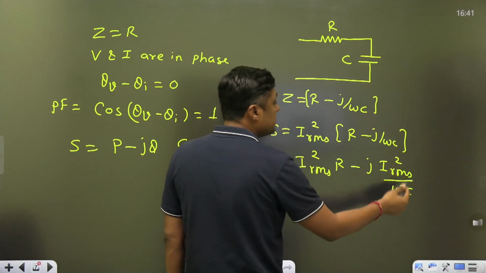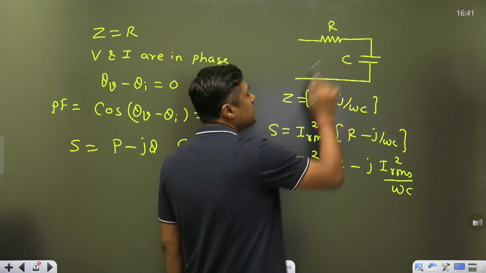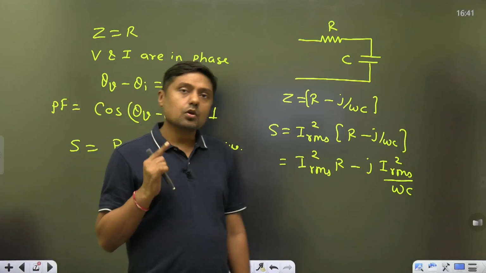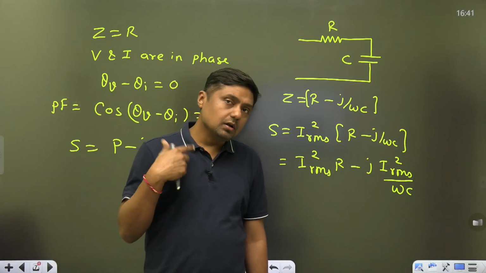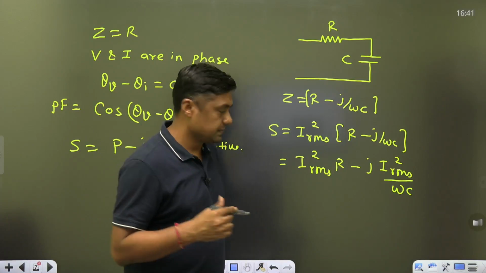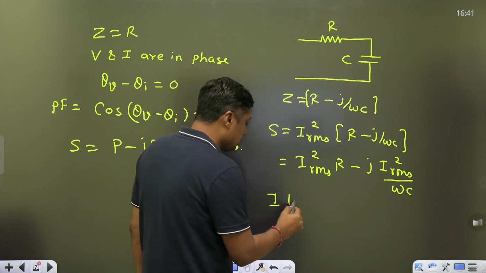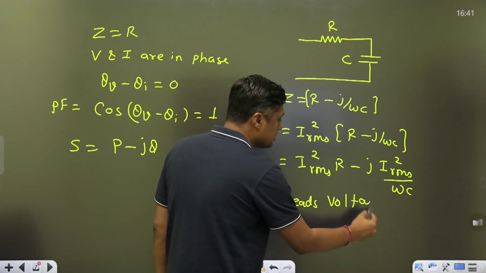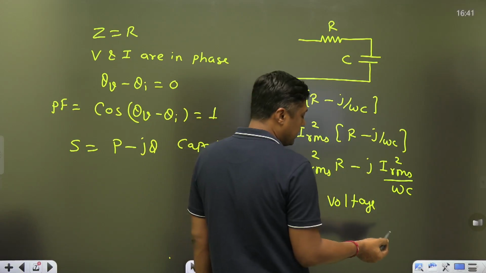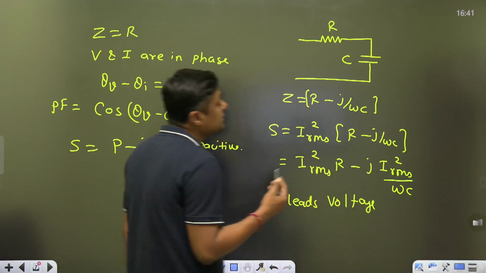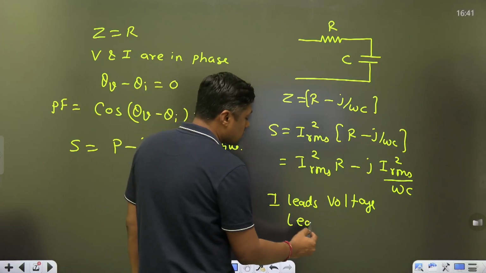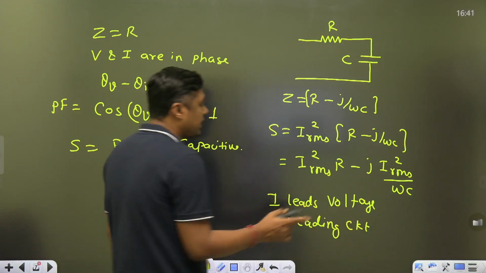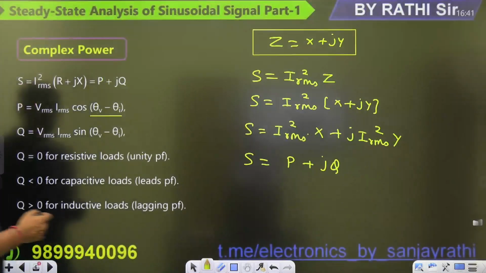What is the Q? Negative. Q negative. And what is the load? Capacitive load. In case of a capacitor, always remember, current leads voltage. Today we will get the idea about this. I leads voltage, and that's why it is called a leading circuit. Power factor is leading. That is the conclusion.